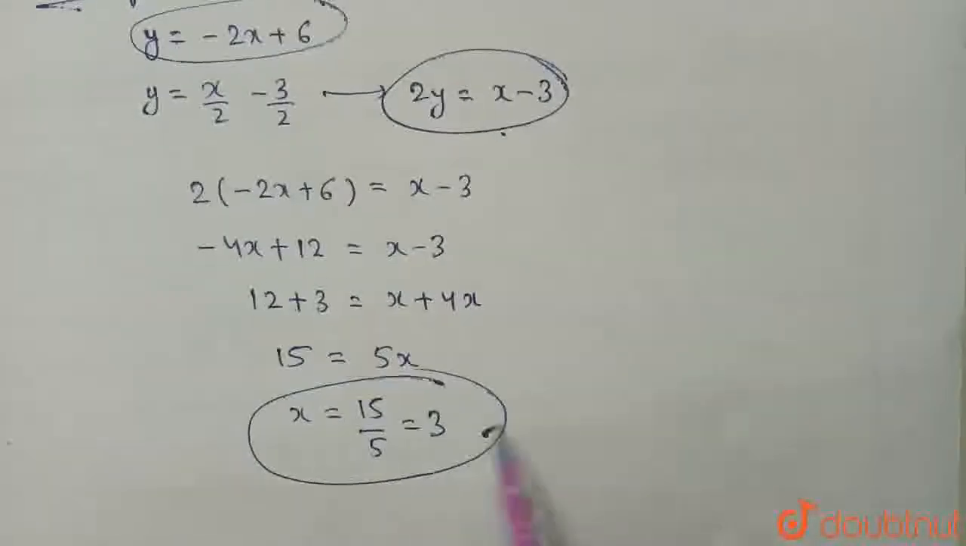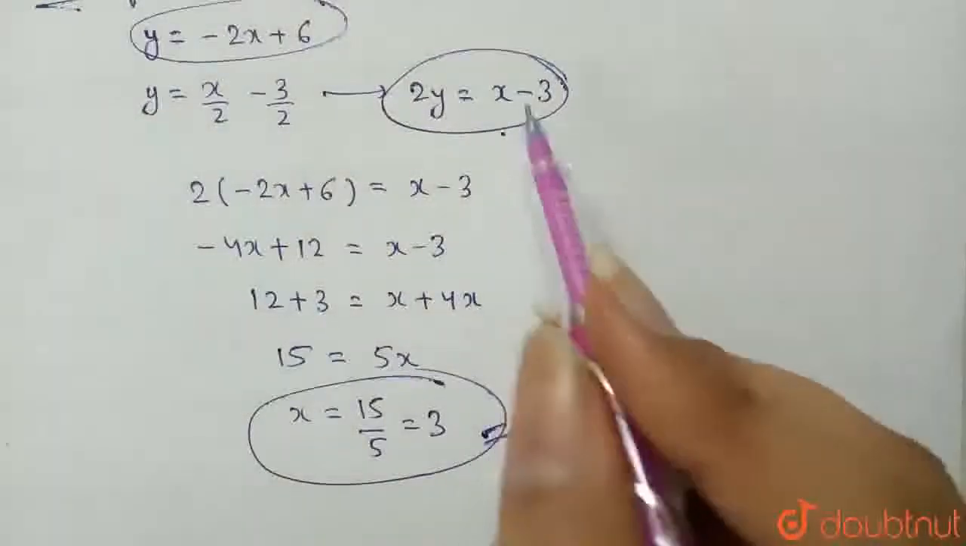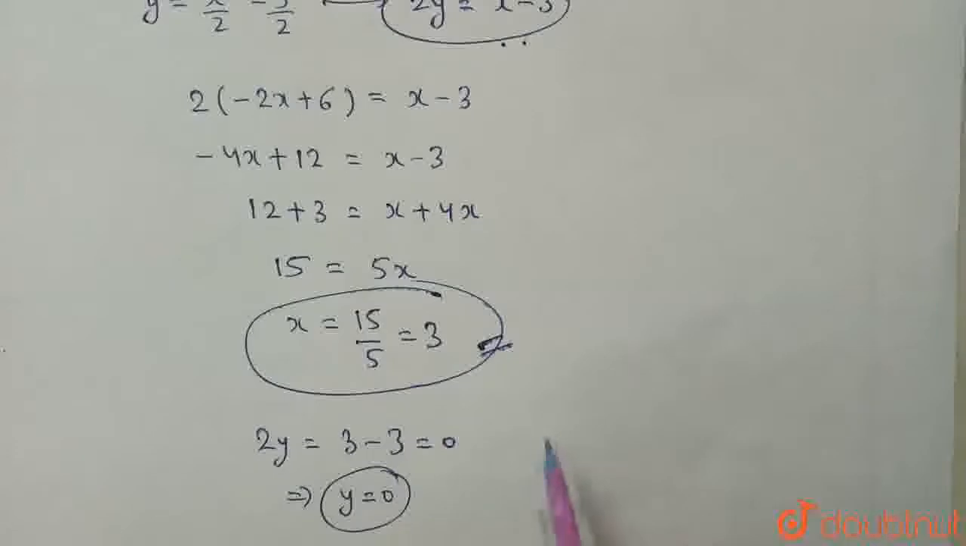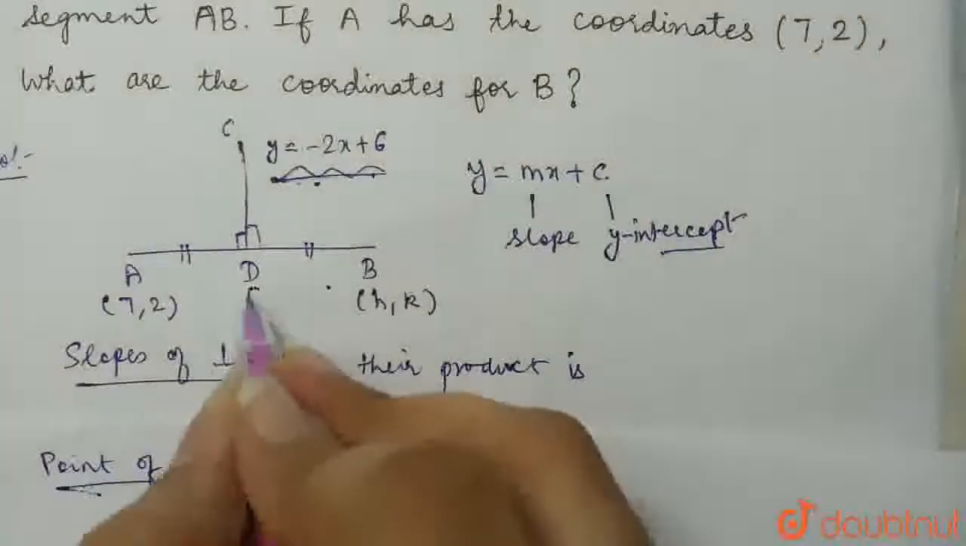Now putting the value of x as 3 in this equation, we get 2y is equal to 3 minus 3, which is 0. So this implies y is equal to 0. So the point of intersection is (3, 0). That is, the coordinates of point D are (3, 0).